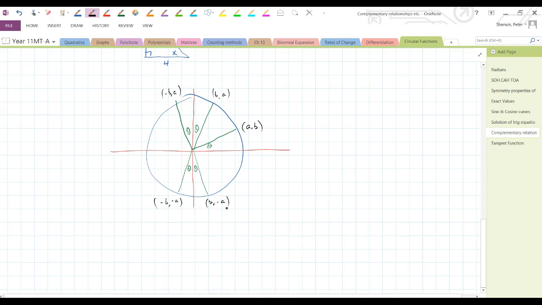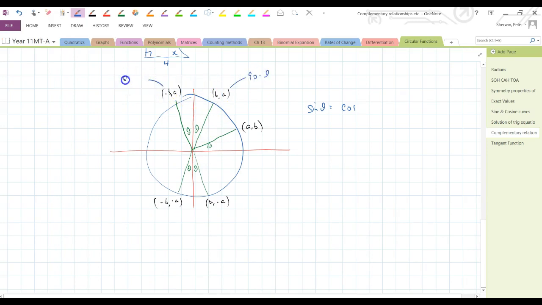So what we can get from all that is that sine theta, which is B, is equal to cos, now this angle in here is 90 minus theta, isn't it? Because that's all the way around to 90. Take away theta, it's 90 minus theta. So around to here, that angle there is 90 minus theta.